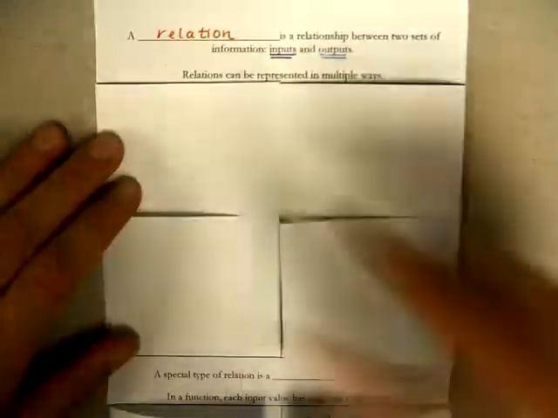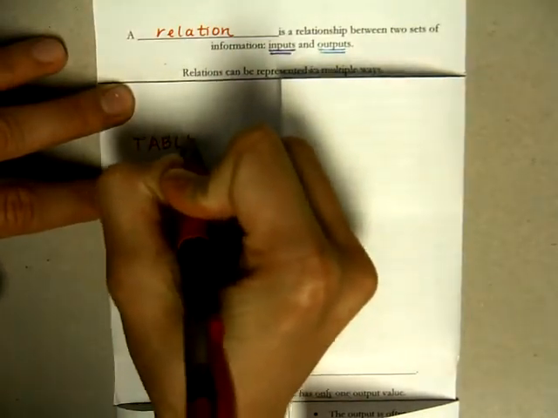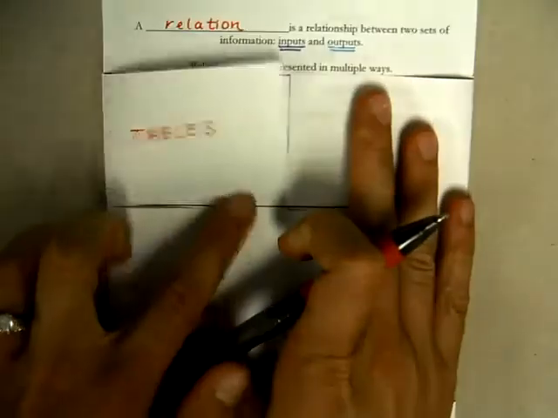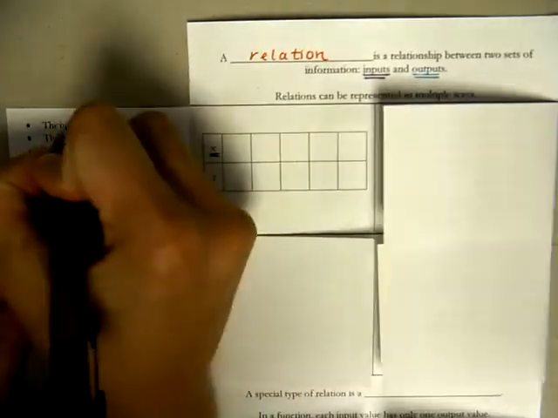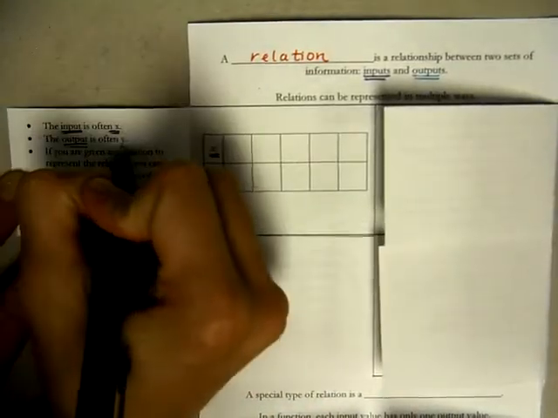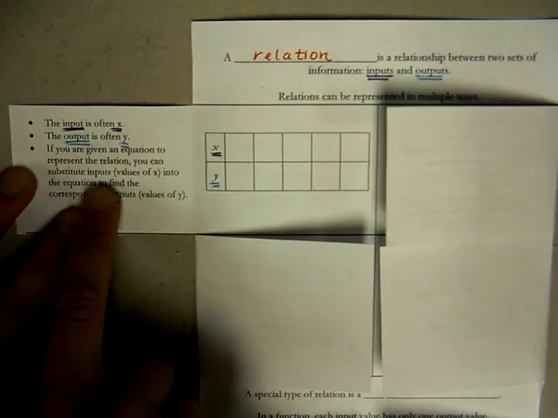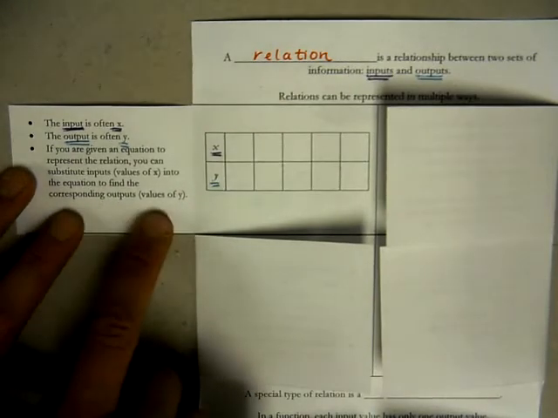So before I open this up, we'll label this. This is tables. So we'll open up tables. It says the input is often X, so we'll underline that. The input is X, the output is Y. And it says that if you are given an equation to represent the relation, you can substitute inputs, values of X, into the equation to find the corresponding outputs, values of Y.